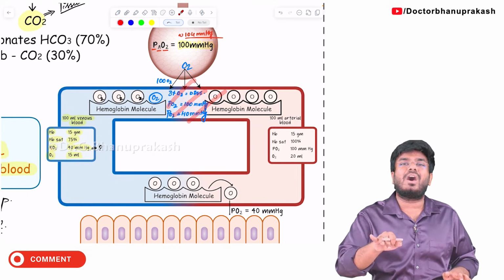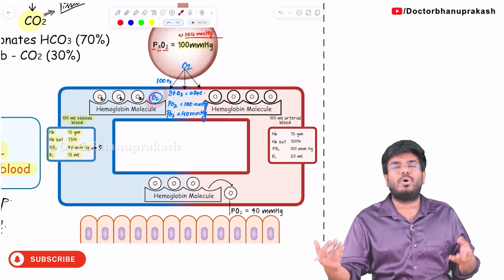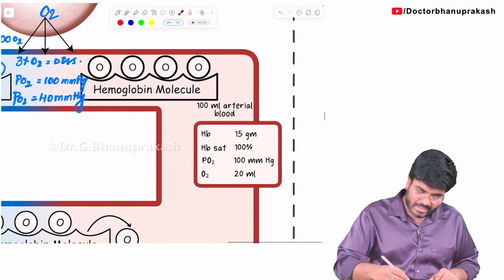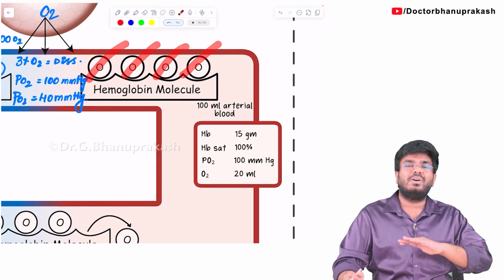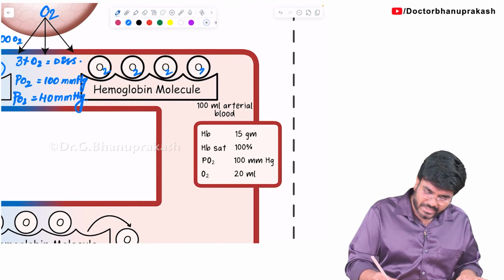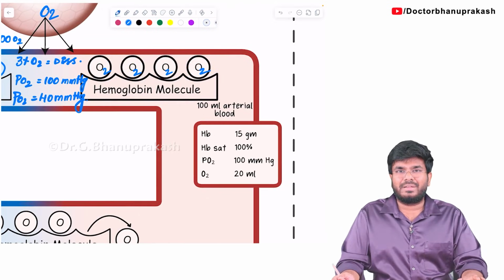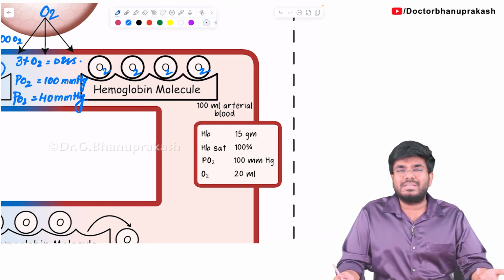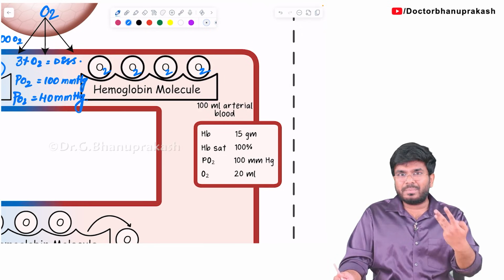So now tell me, at the end of the day, what happened to the blood? Now the blood becomes arterial blood. New oxygen is getting attached to the hemoglobin. Now this hemoglobin is carrying 4 molecules of oxygen. How much percent saturated? 100% saturated. So this is your arterial blood. And what is the partial pressure of oxygen in the arterial blood now? 100 mmHg because of the 3% dissolved oxygen.